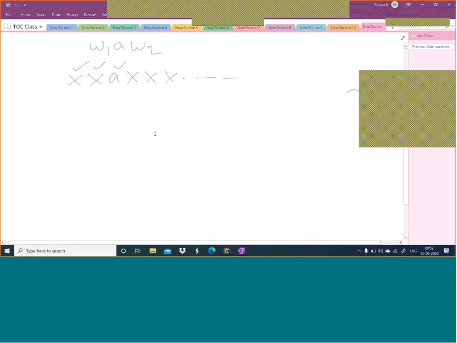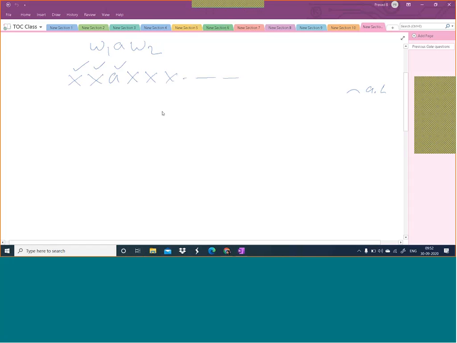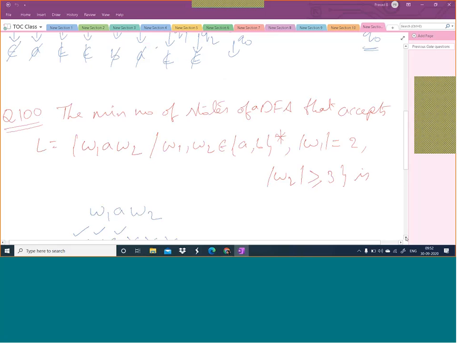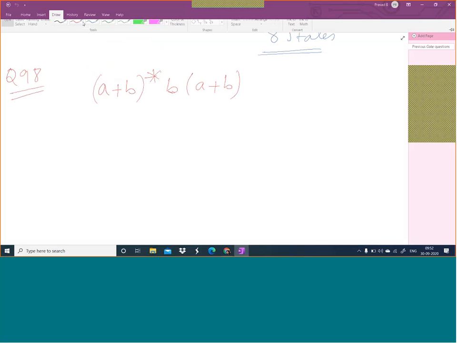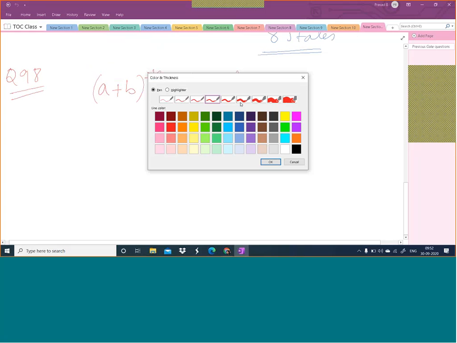What kind of strings will this expression produce? Here, any combination of A and B, followed by any combination of A and B, followed by A or B, then followed by B. After B, it can be A or B, of length 1.